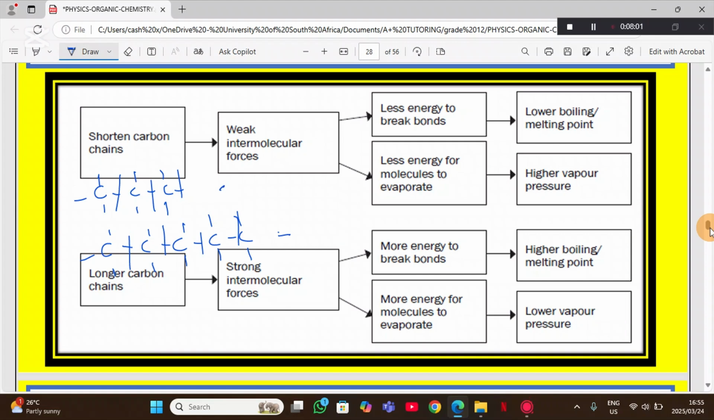And therefore, that's when you'd say, good, okay, so a shorter chain has weaker forces, and then we'll have a lower boiling point than the longer. A longer chain will have more forces. Why? Because there are more bonds that need to be broken.